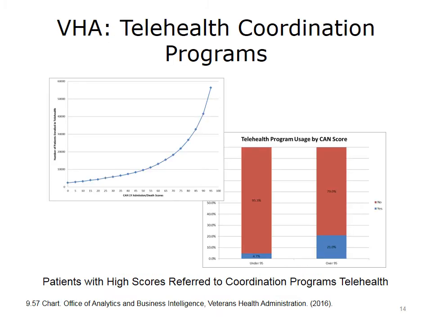The left diagram shows a line chart of how CAN scores have affected the enrollment of veterans in a telehealth disease management program. As depicted by this line chart, higher CAN scores have resulted in higher enrollments, showing the effectiveness of population health-based decision support. The right diagram depicts a bar chart that shows the same information as the line chart on the left, but categorized around high-score populations, over 95, versus lower scores.